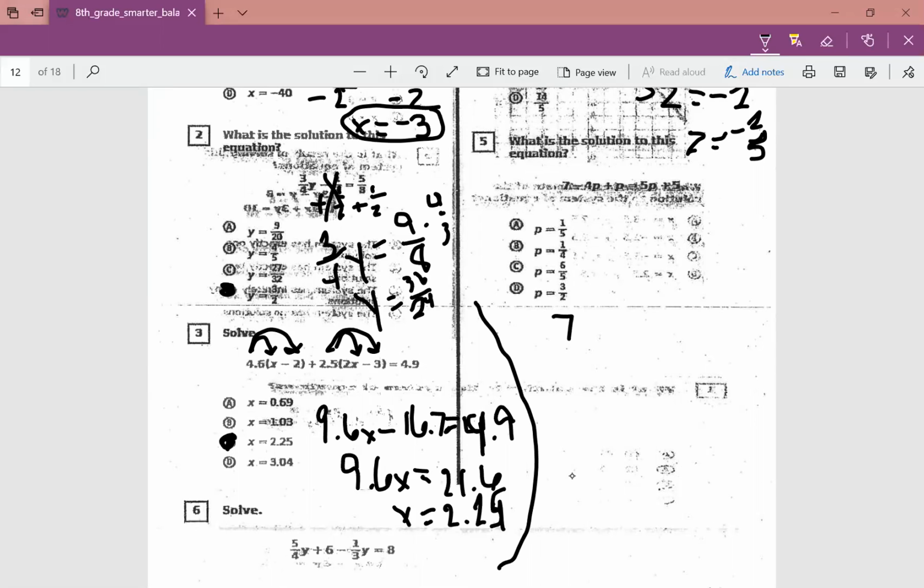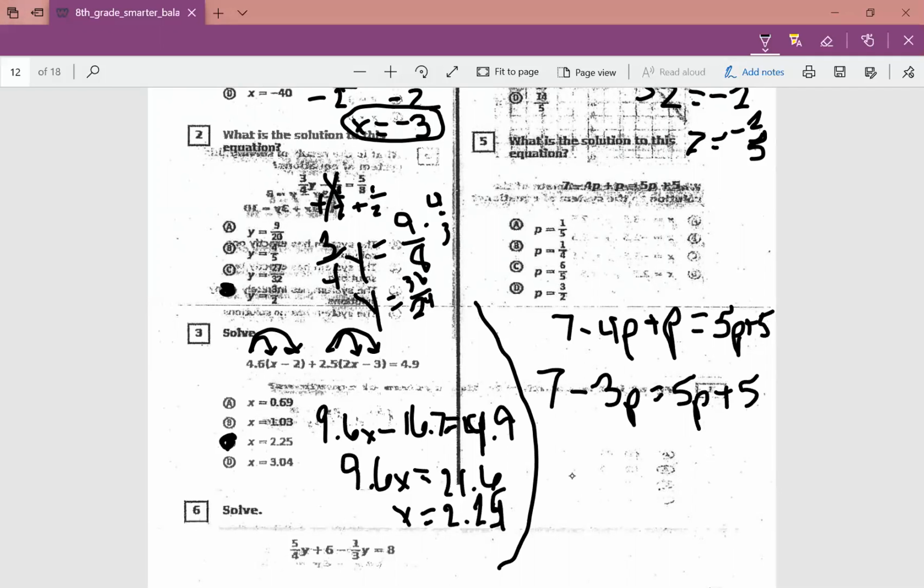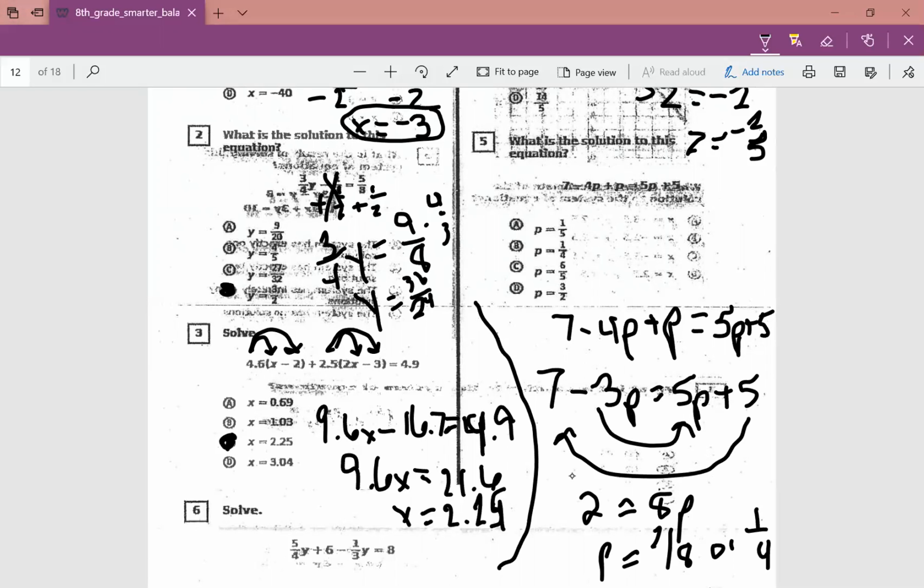7 minus 4p plus p equals 5p plus 5. 7 minus 3p equals 5p plus 5. I'm going to add 3p here and subtract 5. 2 equals 8p. Divide by 8. p equals 2 over 8, or 1/4. 1/4 is B. There you go.